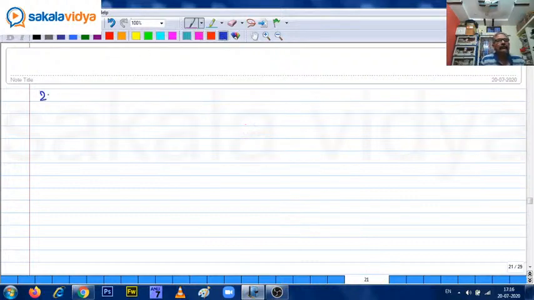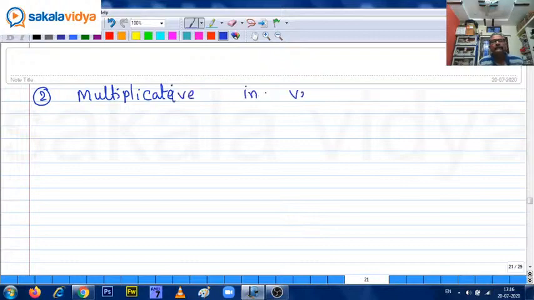Second problem. Find the multiplicative inverse of 7 minus 24i.